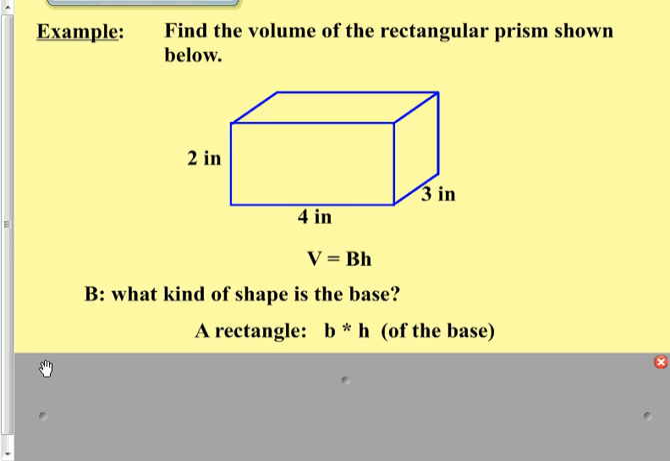Well, in the case of a rectangular prism, we could call the top and the bottom the bases because they are opposite, parallel, and congruent. Same would be true for the left and the right side. They are opposite, parallel, and congruent. Front and back, same deal, opposite, parallel, and congruent.